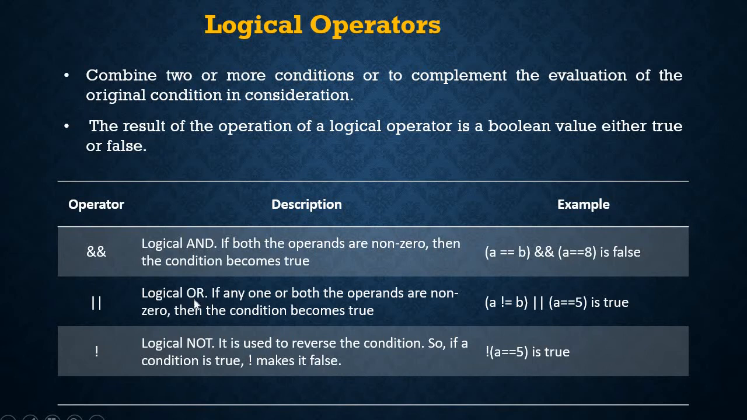A logical or: if any one of the operands is non-zero, then the condition becomes true. So here is an example. Here we have one condition, A double equal to 5, and another condition we are combining together with the help of or. It will get a true value if either the first one or the second one is non-zero, then the condition will be true.